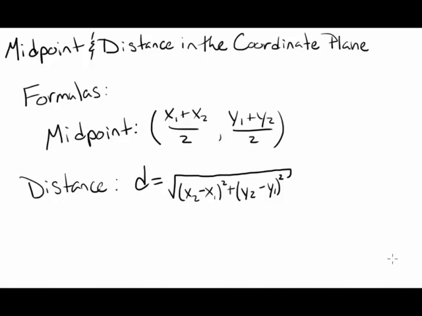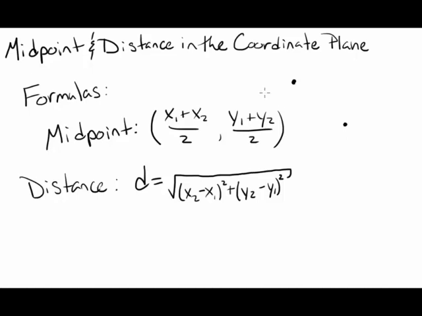This video is going to talk about the midpoint and distance formulas in relation to the coordinate plane. So first off, we have two formulas that we need to worry about. First is the midpoint, and this is going to show us the exact middle point in between two given points. The formula is (x sub 1 plus x sub 2) divided by 2, comma, (y sub 1 plus y sub 2) divided by 2.